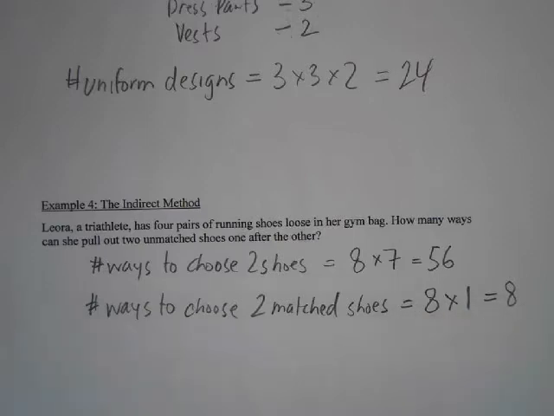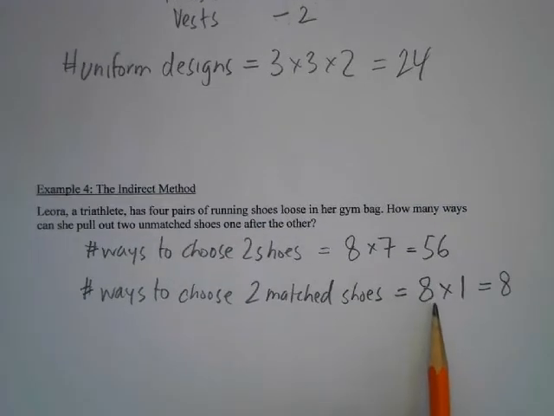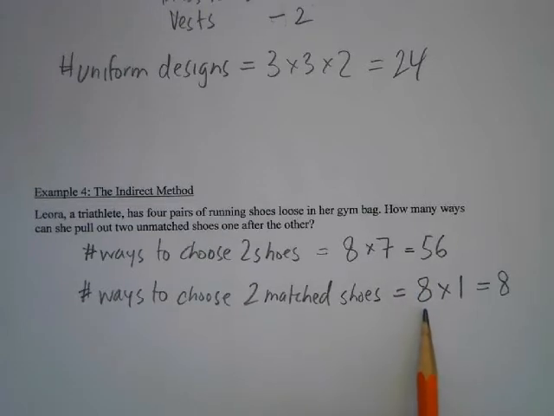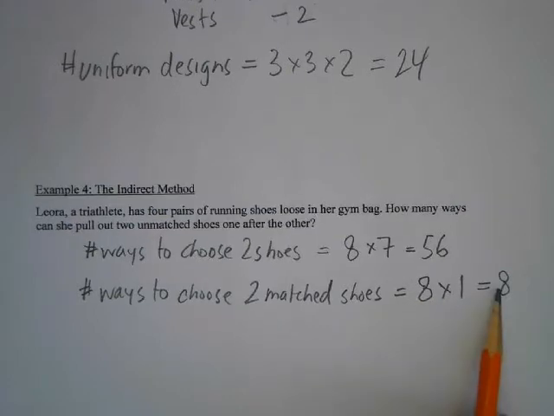I could pick either the left or the right for each type of shoe, and then pull out its matching shoe, and then there'd be 4 different types of shoes. So you could look at this as maybe 4 times 1 times 2, thinking about left and right, but I think this is a little easier. You just think I'm pulling out any of the 8 shoes, and how many shoes will match that shoe? Well, there's only one. So there's 8 ways of choosing 2 matched shoes.